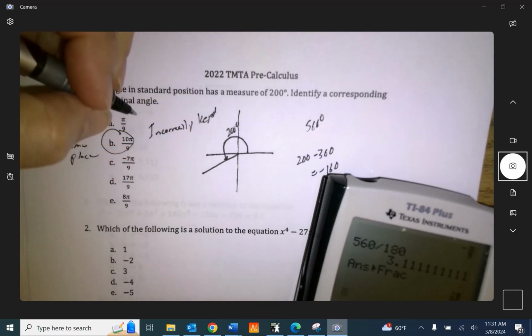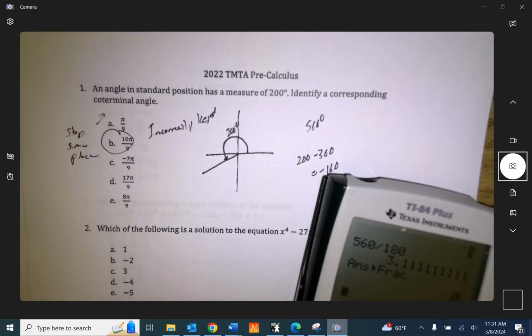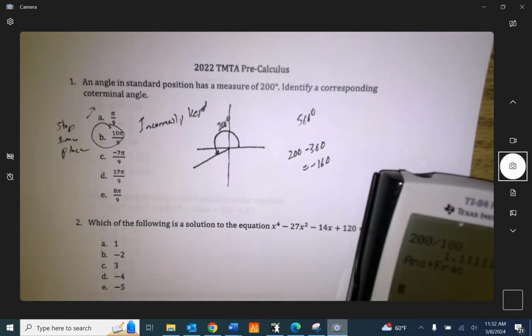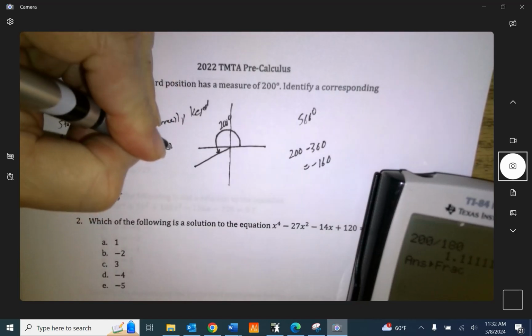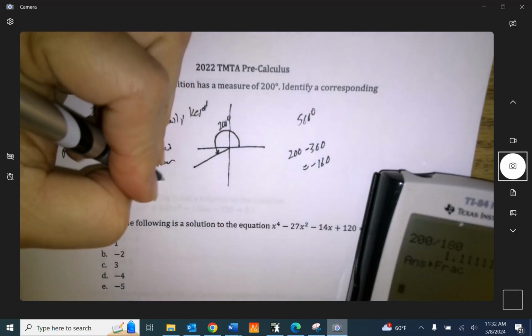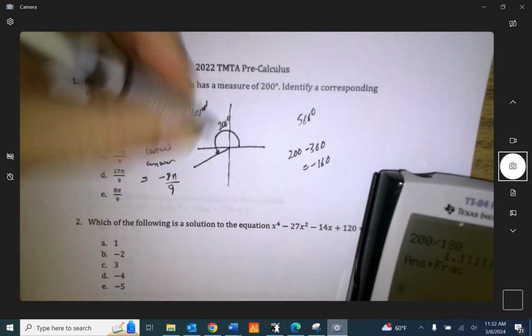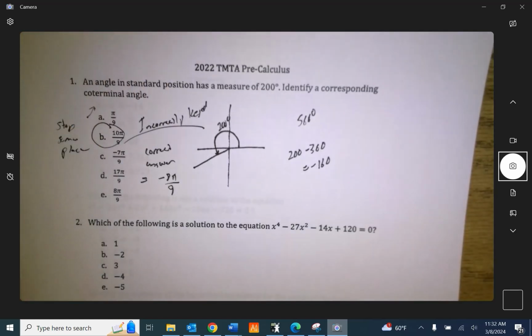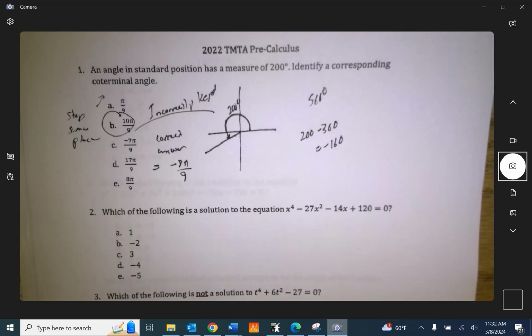It would be fine because, wow, 200 divided by 180 is 10/9, isn't it? The correct answer is not shown. The correct answer is what I said earlier, which was negative 8 pi over 9. That happens. I don't know why that was there. Anyways, moving on, number 2.